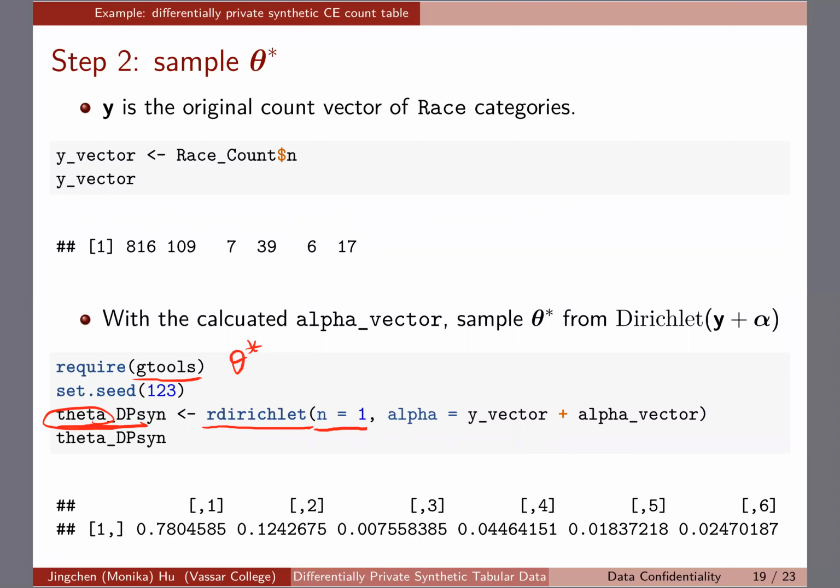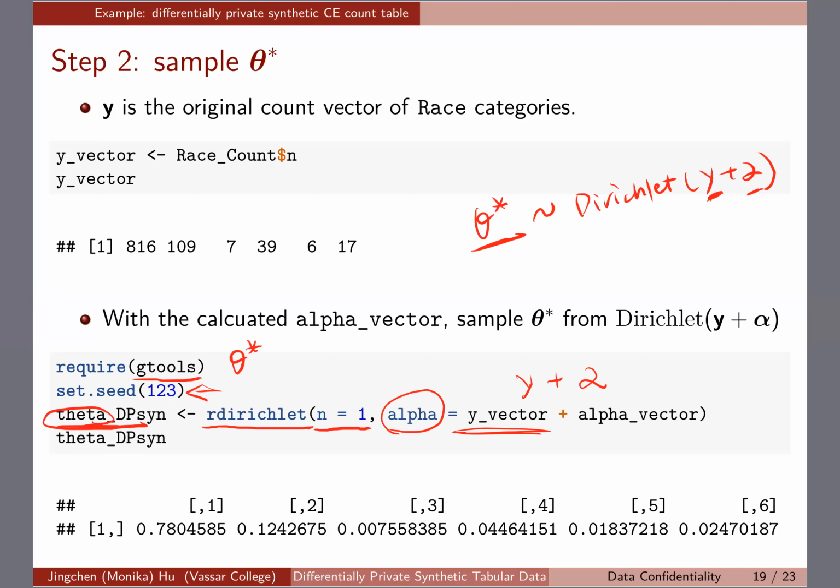We're generating 1 copy of the theta, and then our alpha parameter is the Y, right, plus the alpha. So remember, theta star comes from Dirichlet of Y plus alpha, okay? And that's what we're doing over here, okay? We computed alpha in the first step. We also get the Y from step 2, just above this. We get it from the original data, and then we take a sample of the theta star. I set seed here so we can get the same results.